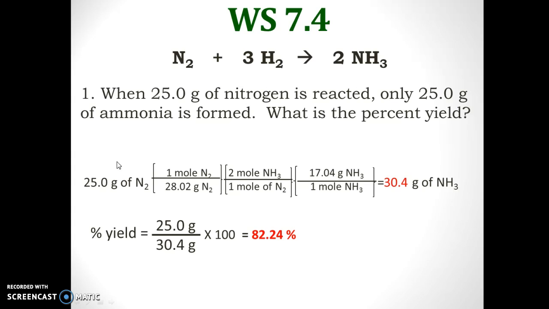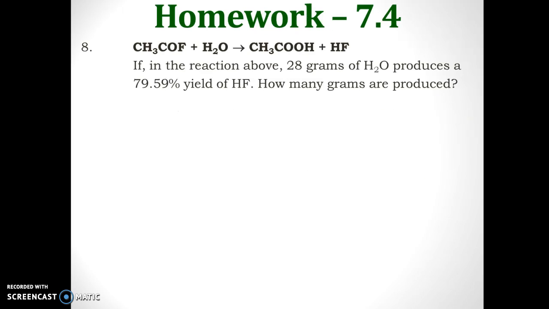So again, I start with my nitrogen. I see how much ammonia I could form, and this is my actual. Theoretical is calculated using stoichiometry. Divide the two and multiply by 100. Okay, and I'm going to do that for the rest of my problem, excluding number 8, a little tricky.